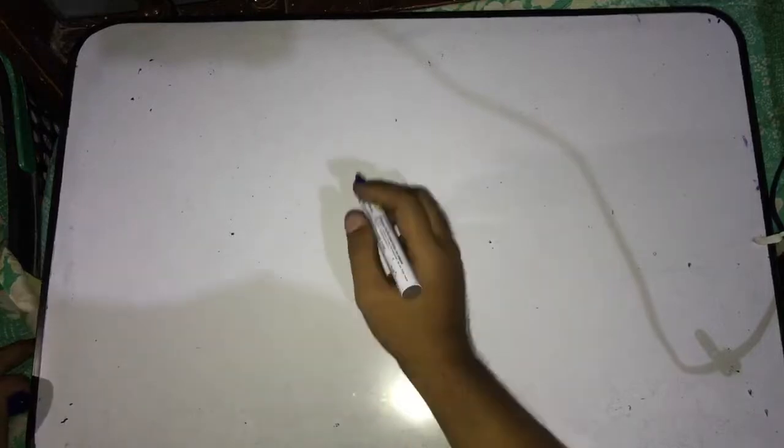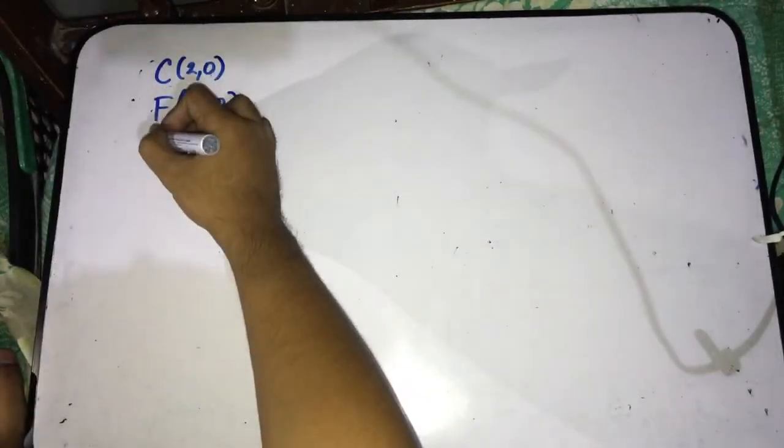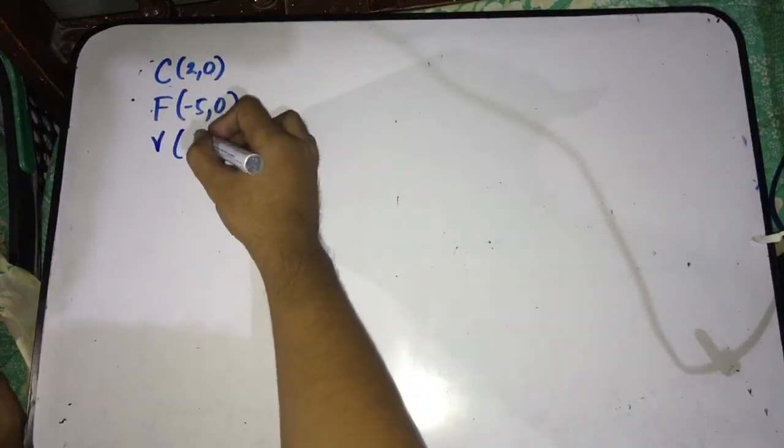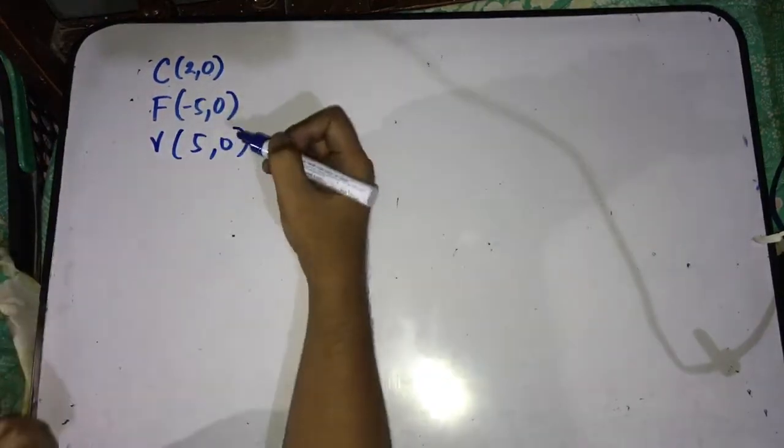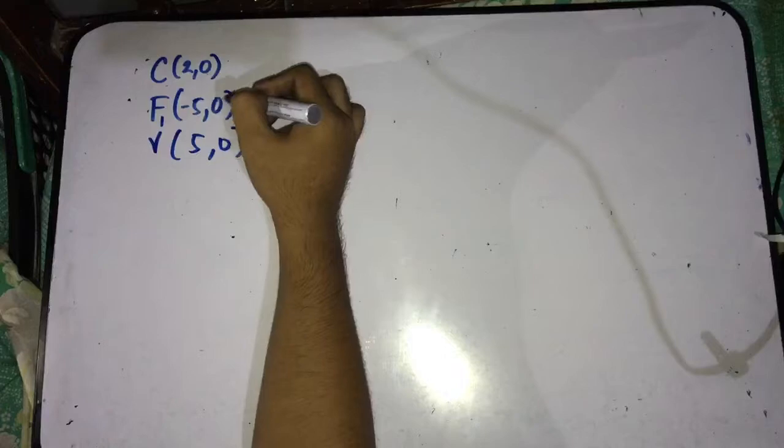Let's continue our discussion. What if we're now given different conditions and we're asked to determine the standard equation of the hyperbola? For this example, we are given the location of the center at 2, 0, one endpoint of the foci located at negative 5, 0, and one endpoint of the vertices is given as 5, 0. And we're asked to determine the standard equation of the hyperbola.